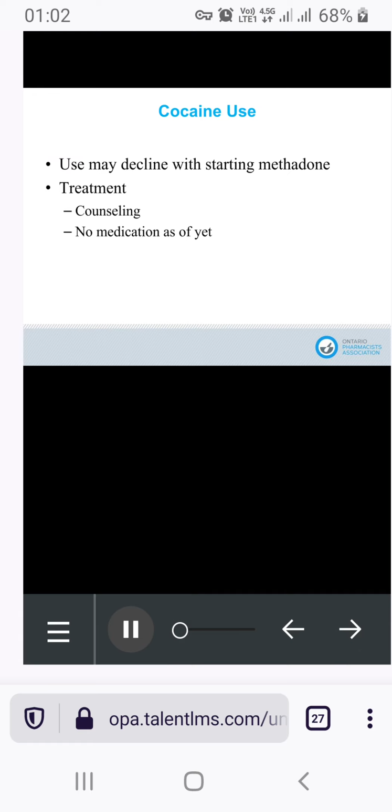And what is good for cocaine use? Use may decline with starting methadone. Treatment is counselling, no medication as of yet.